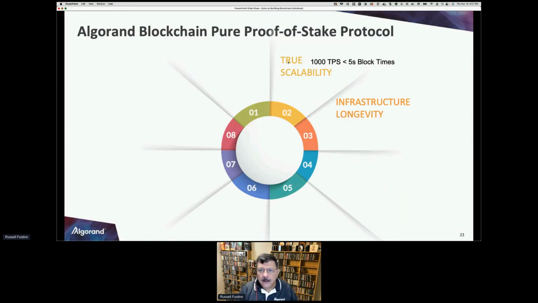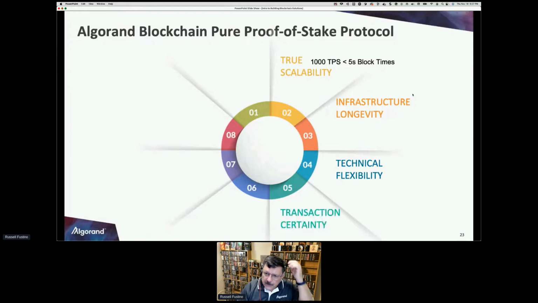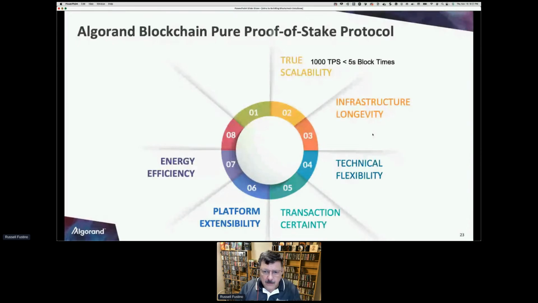Then also, you've got infrastructure longevity as well. Everything is open source, a lot of technical flexibility here with the SDKs and REST APIs. We'll show you all those here today. Transaction certainty as well, and really an extensible platform by all means. There's no forking, by the way, with transaction certainty.